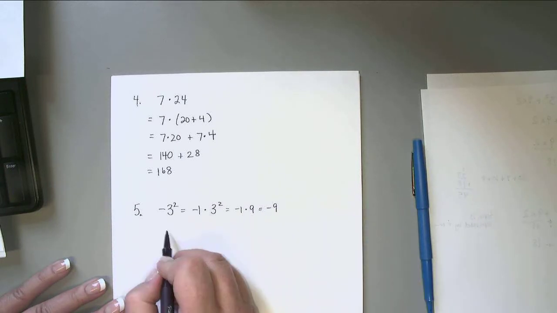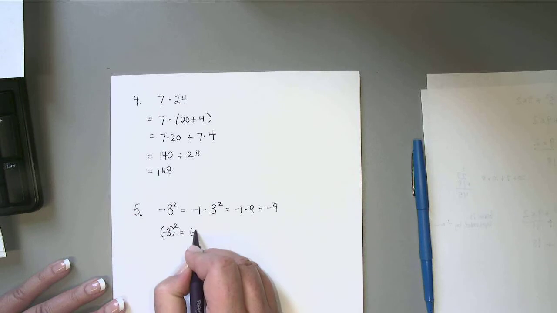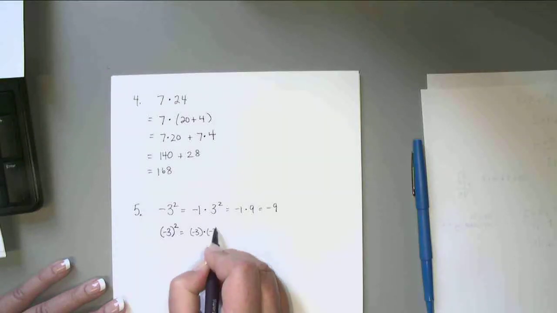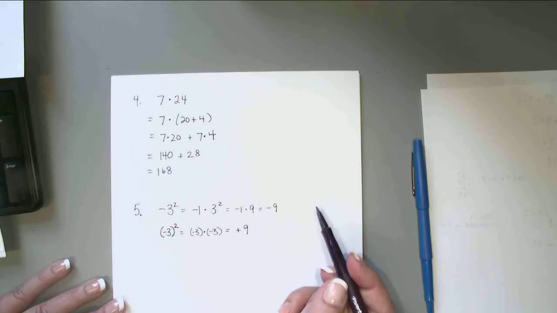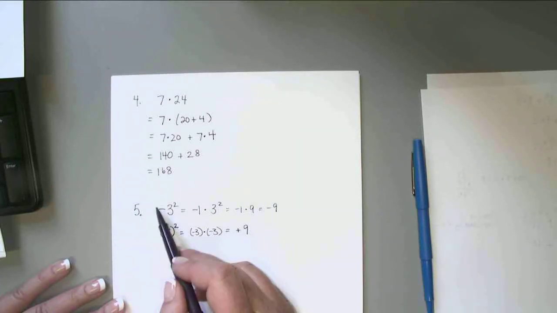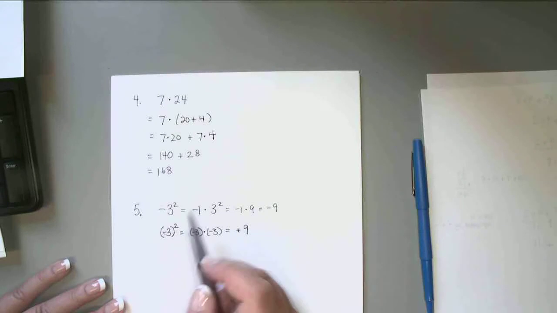Now the opposite is if we had negative 3 in brackets, squared. Well, now the negative 3 is what squared? So that's like a negative 3 times a negative 3, which is positive 9. Okay, so be careful of whether the negative is outside of the bracket or it's inside the bracket.